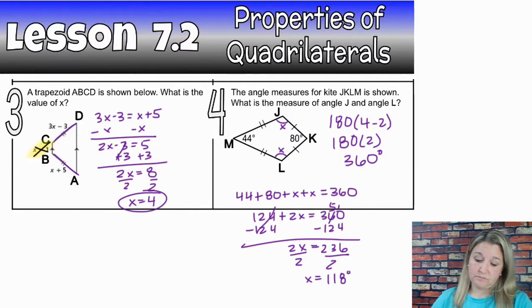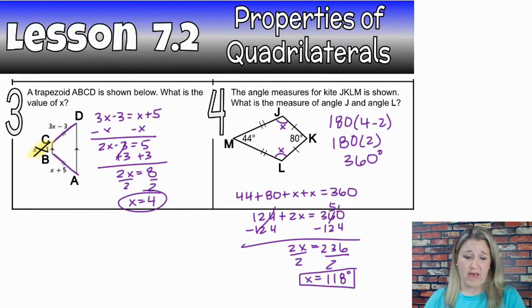Now, this is because the entire angle ends up being that. So there's not an expression there in place of J and L, so I don't have to go back and plug it in. That's just going to be the angle measure. So it's 118. So lots of properties of quadrilaterals, ones you're probably pretty familiar with.